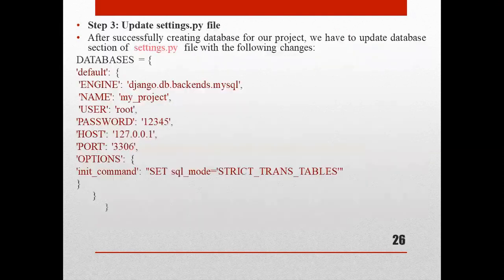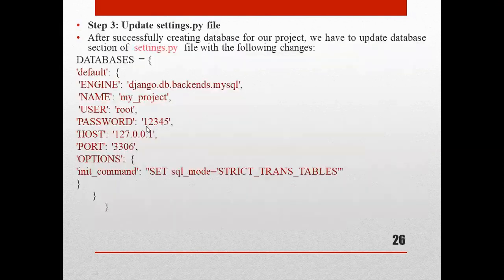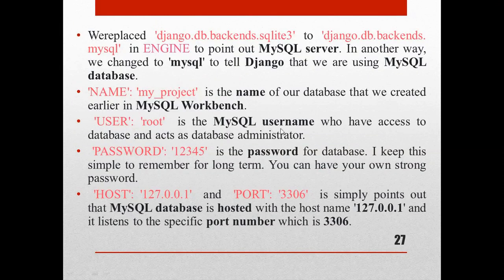Then we have to change the name. Our database name is my project. Then user. User is root here. So here it is the MySQL username who has access to the database and acts as a database administrator. Then the password: here we can give any password. Then we have to provide the host name and the port number. That simply points out that the MySQL database is hosted with the host name here, and it listens to the specific port number like this.